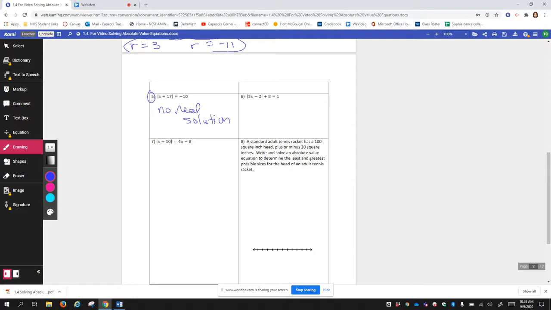Sometimes you also will see this symbol. That means it's an empty set, meaning there's nothing that works. So either way is okay.